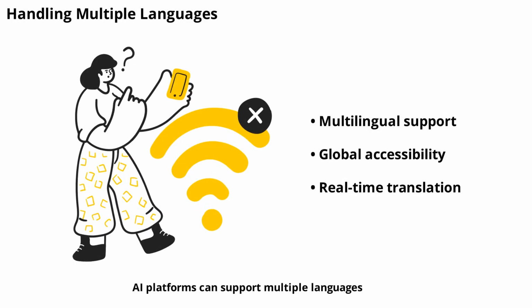AI platforms can support multiple languages, making your event accessible to a global audience. Configure your system to recognize and transcribe different languages, or even translate subtitles in real time. This feature is invaluable for international events, ensuring everyone can follow along regardless of their native language.